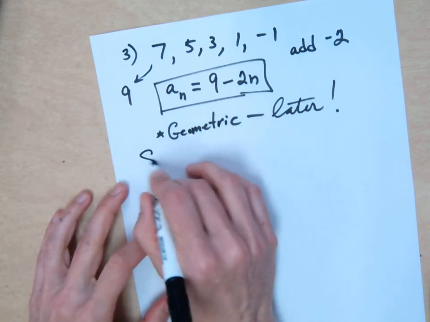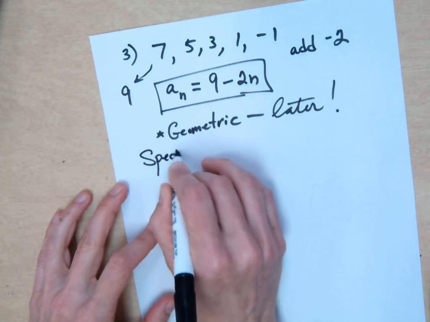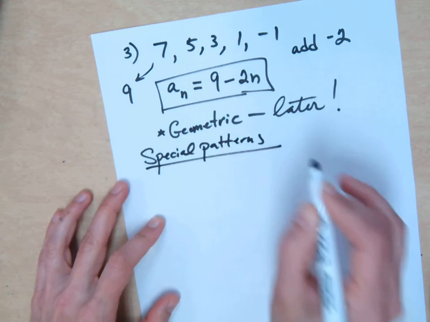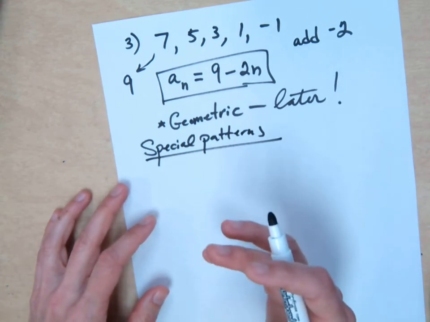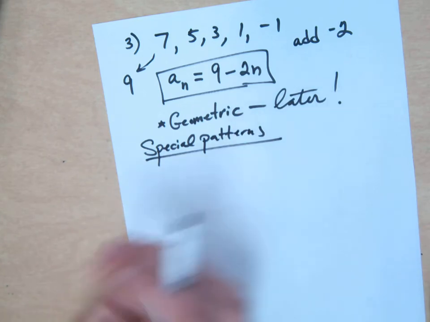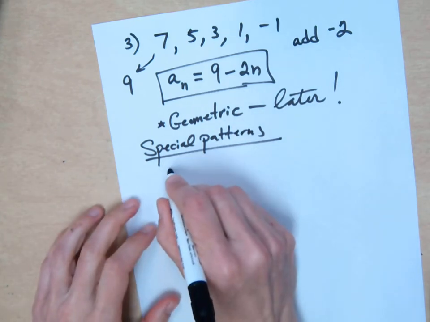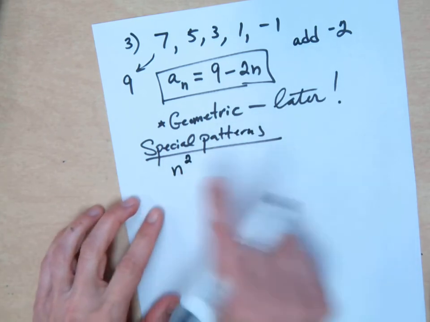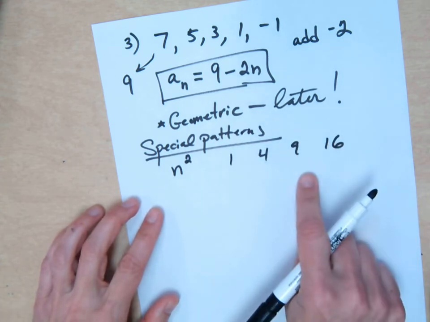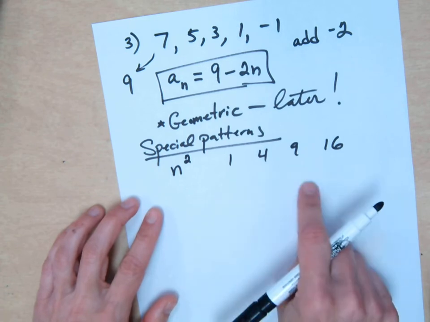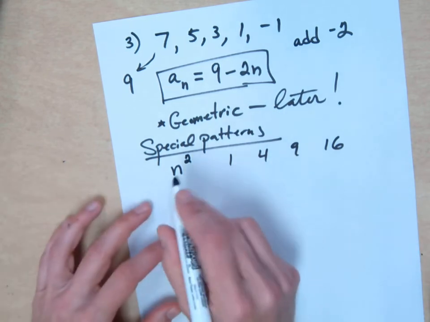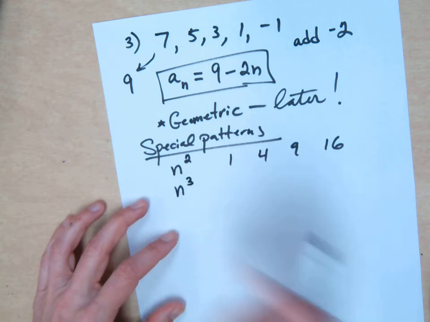So if it's not arithmetic or geometric, it's some sort of special pattern. And it's going to be based on perfect squares or multiples of something. It'll be around your perfect squares, like 1, 4, 9, 16. It'll be related to that. Like it'll be 1 more than or 1 less than a perfect square. It might be related to n cubed.